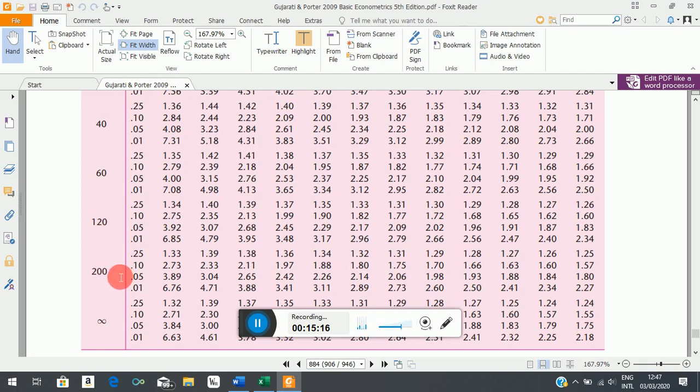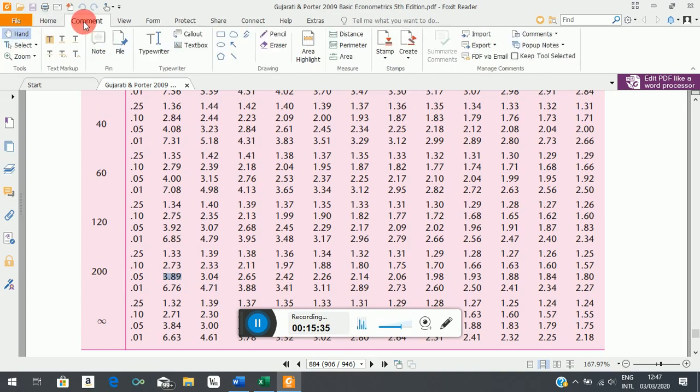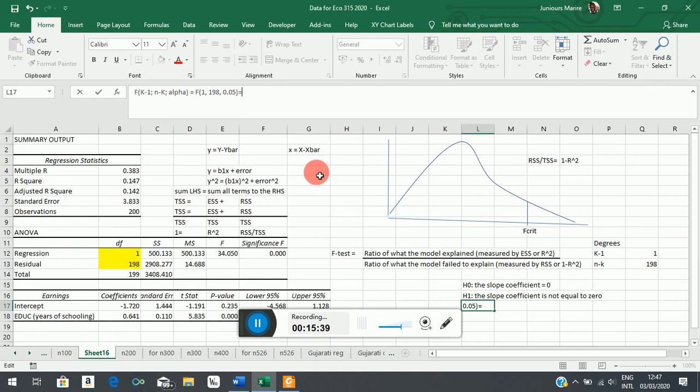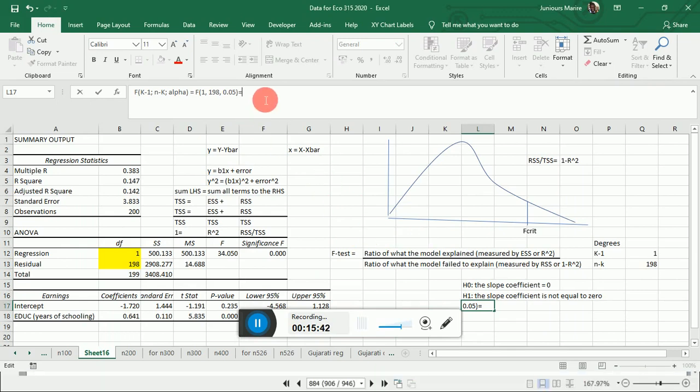We actually don't see 198, but 198 is for all practical purposes equal to 200. So we are here, and this is the PR column, and this is the column for one numerator degree of freedom. So we want this number here. That's what we are looking for. We are looking for 3.89. So we come here, 3.89. That's the critical value.